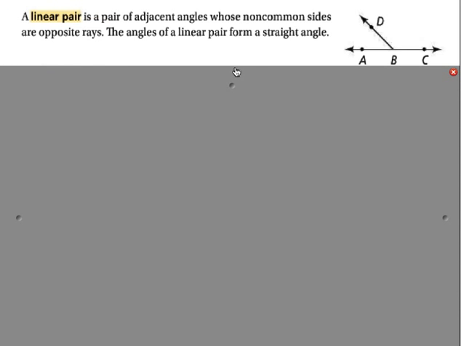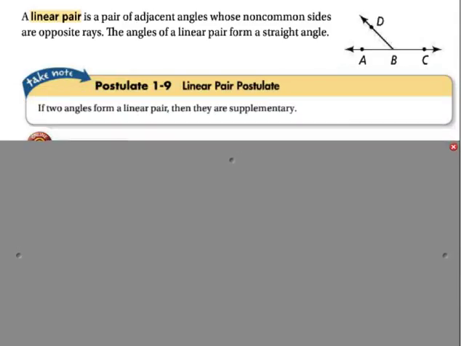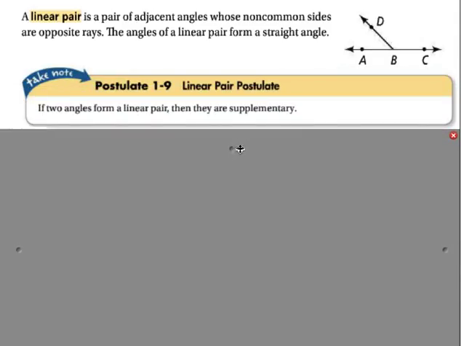A linear pair is a pair of adjacent angles whose non-common sides are opposite rays. The angles of a linear pair form a straight line. Let's take a look at what our postulate says first. If two angles form a linear pair, then they're supplementary. So in this example, angle CBD and ABD are a linear pair because they form a straight line. Angle ABC is a straight line.